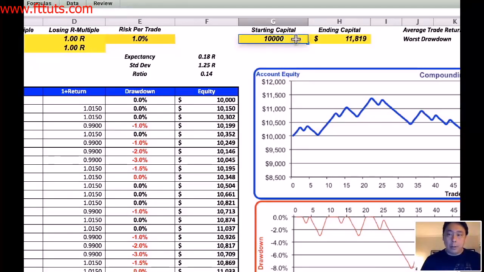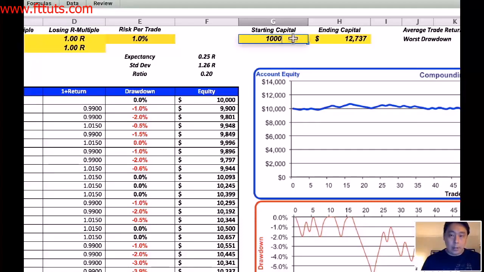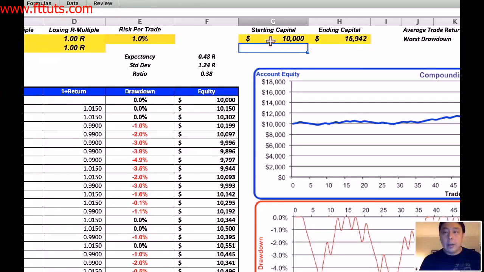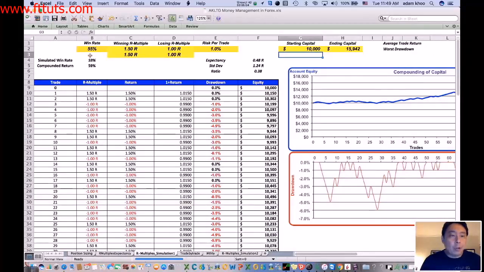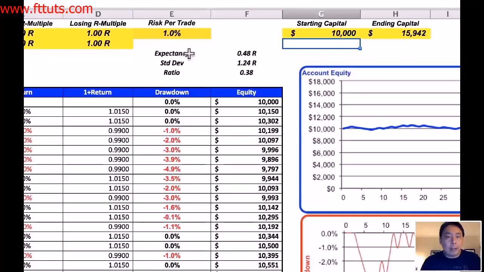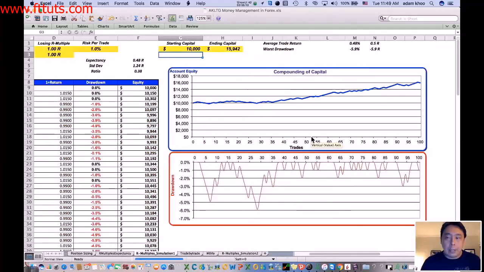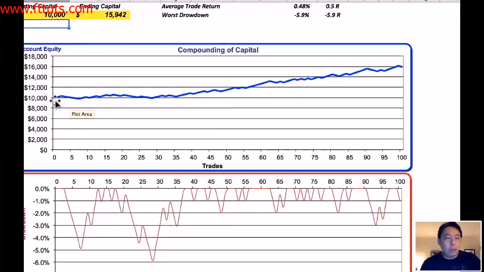Now, put another one. In this case, the win rate goes up to 59% for that 100 trades. Your compounded return is 59%. Money goes up 59% in 100 trades, which again is about 4 months. And you can see what your expected profit per trade is, 0.48 R, your standard deviation, and so on and so forth.